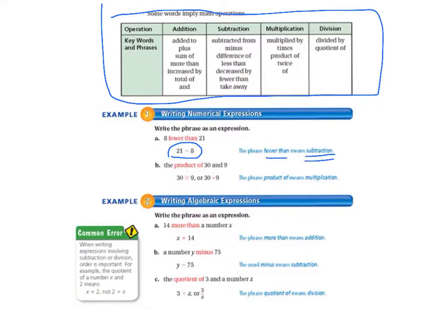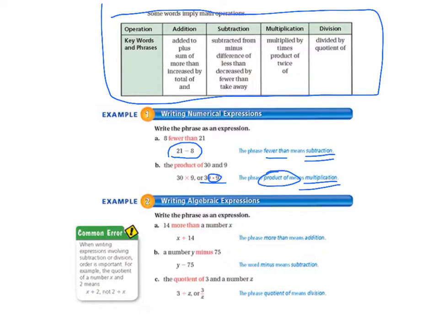Letter B has the product of 30 and 9. So we remember that a product is what you get when you multiply. So we have to use multiplication. So 30 times 9, or 30 with the dot in the middle, the times sign. So 30 times 9.